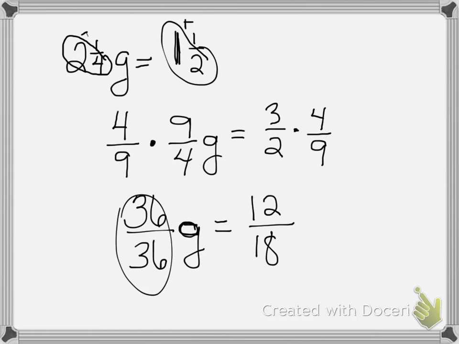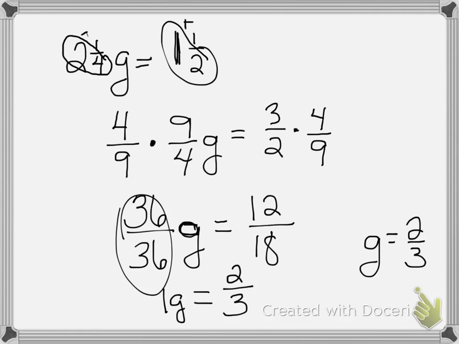Now, we know that 36 over 36 is just the same as 1. 1 times g equals 12 over 18, which both of these I can see are divisible by 6. So 12 divided by 6 is 2. 18 divided by 6 is 3. So this reduces to 2/3. 1 times g is just the same as g. So I have g equals 2/3, and that is my final answer.